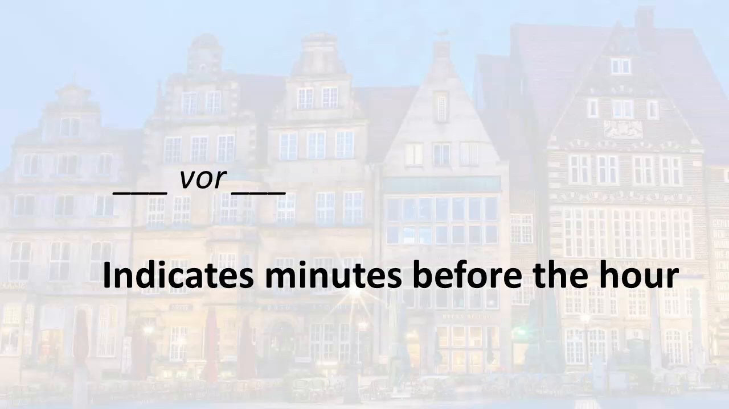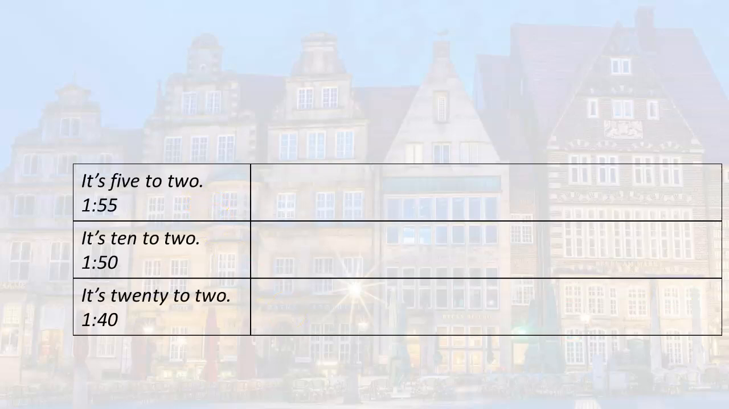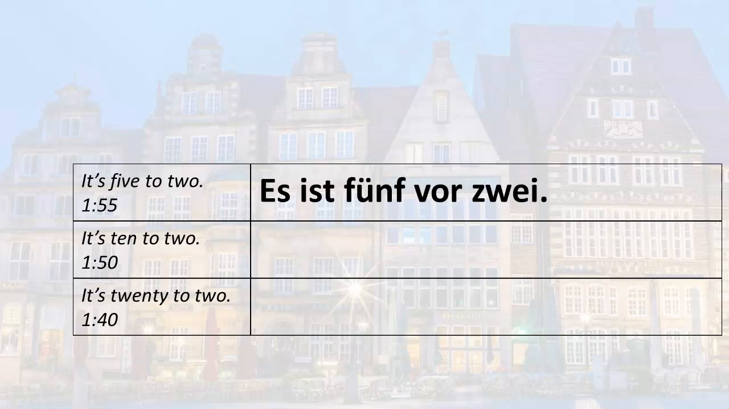Okay, so next we learned vor, which indicates minutes before the hour. It literally means before. So if I want to say it's 5 to 2, or literally 5 before 2, I would say es ist 5 vor 2. So this first number here is the minutes before the hour. So 5, literally 5 Minuten vor 2. You could say it's 5 minutes to 2.